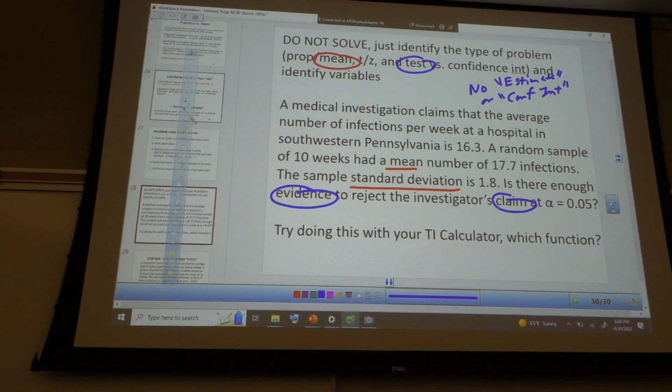How many samples are there? 1. You sure? Yes? Okay, good. You're sure. Perfect. So it's 1 sample. Good. So it is a mean, it is a hypothesis test, it is 1 sample. What calculator function will we use? T-test. T-test? All right, so everyone try it and pop in what you think that you should pop in. And what's the claim? What's the claim?